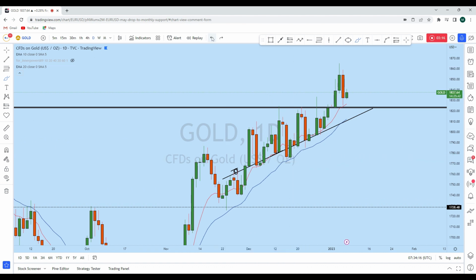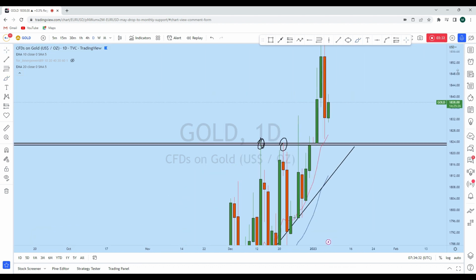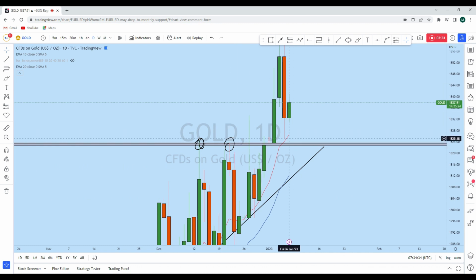except there is a liquidity gap here. And then from this zone we see that gold was going up, creating a series of higher highs and higher lows. And finally, this resistance here on the daily has broken to the upside. Now the price is testing that previous resistance, which is turning support.